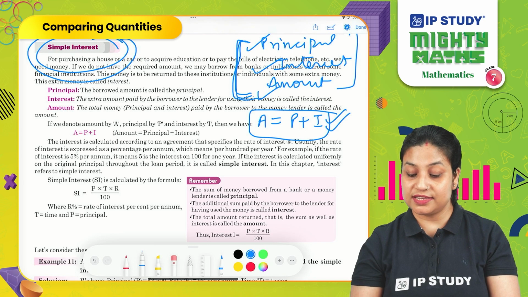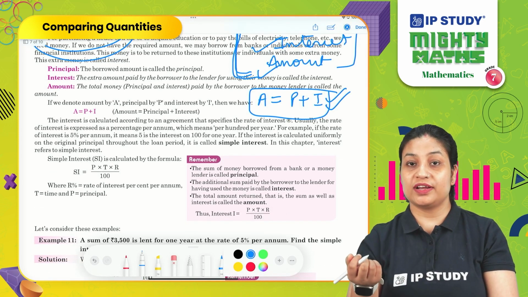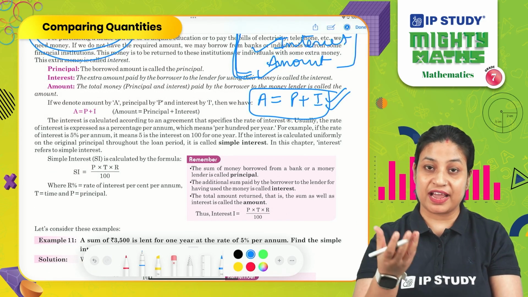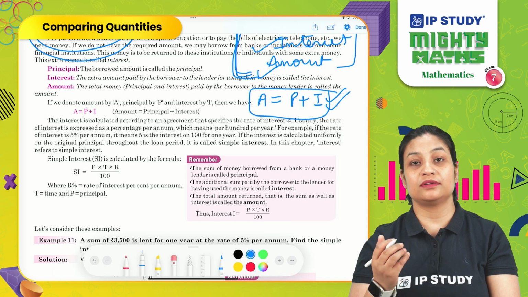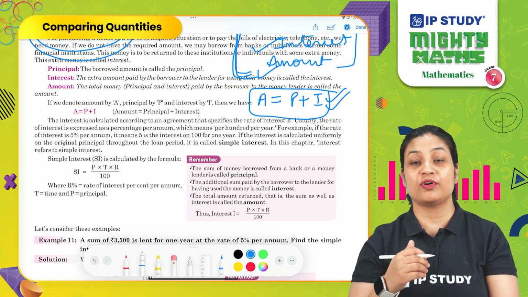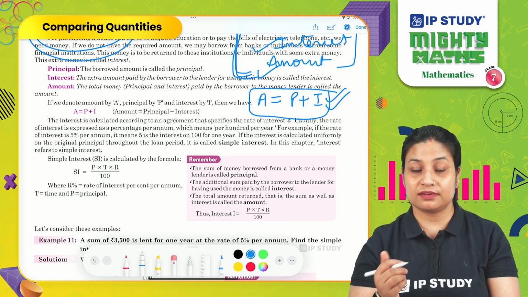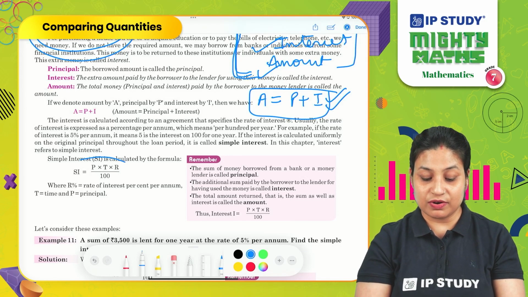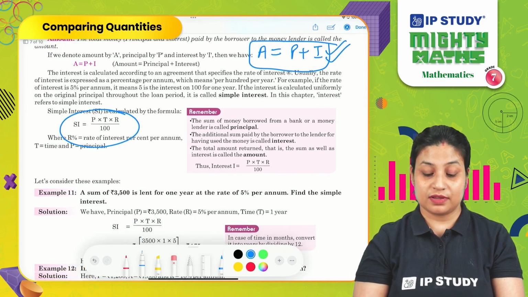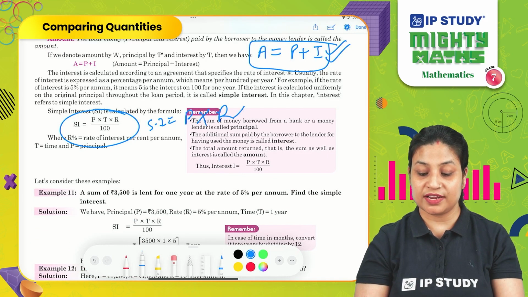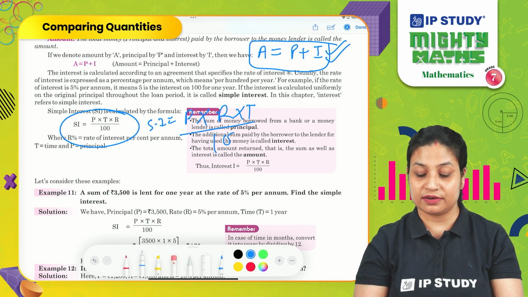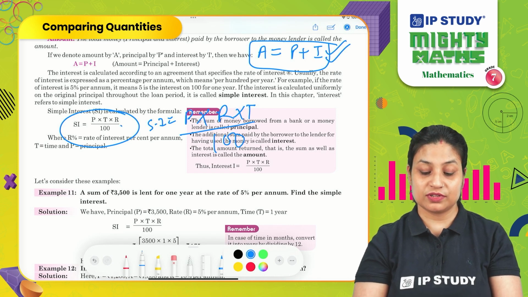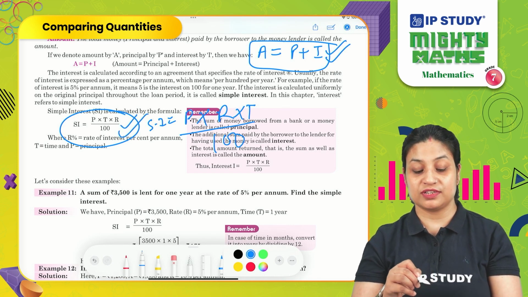The next thing is, whatever money you are borrowing, I told you, you have to pay back to your borrower, the person from whom you are borrowing that money, with some interest at some percentage. So on the basis of that, we get a formula over here. Simple interest is equal to P into R into T upon 100. Okay, so this is a very important formula for this concept.